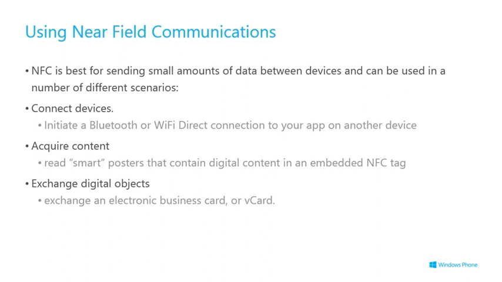So there's 3 scenarios that we can use this for. First of all, as a way of initiating a higher bandwidth connection. So you can use it to set up a connection. It's a tap to connect kind of thing. So it will set up a Bluetooth, it says Wi-Fi direct, that's actually not right, or a Wi-Fi infrastructure connection. So if you're on the same Wi-Fi LAN or whatever, you can set up a Wi-Fi connection. Wi-Fi direct is supported by Windows 8, but not by Windows Phone 8. Or you could read a tag, smart posters that have digital content in an embedded NFC tag, or it can be used for exchanging small amounts of data directly, like an electronic business card, V-cards, for example.